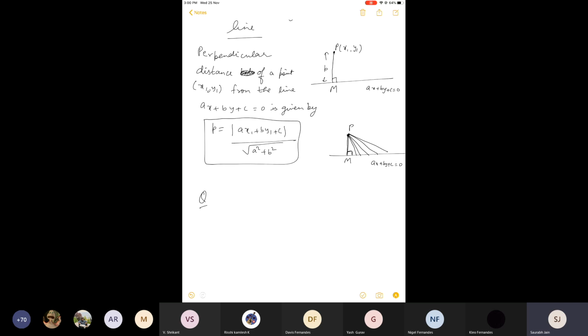Based on this, find the distance and tell me what is your answer. Find the distance of the point (3, minus 5) from the line 3x minus 4y minus 26 equals 0. This is the question. Solve it.